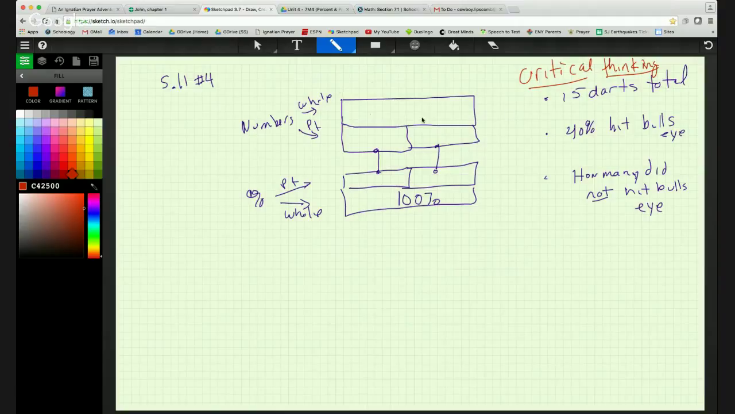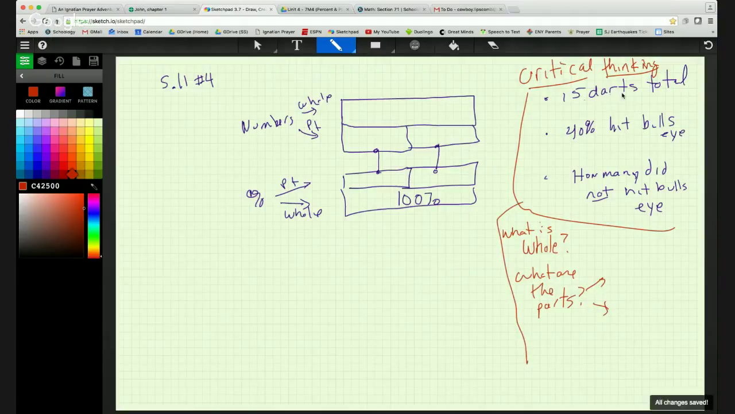So we have to think about what is the whole. I'm going to ask you some questions, and you should form an answer to this. Don't just wait for me to tell you. What is the whole? And what are the parts in this question? Well, there's two parts, and let's just do English. The whole is he threw 15 darts total. Some hit the bullseye and some did not. So the whole is the number thrown, and the part is the ones that hit the bullseye.